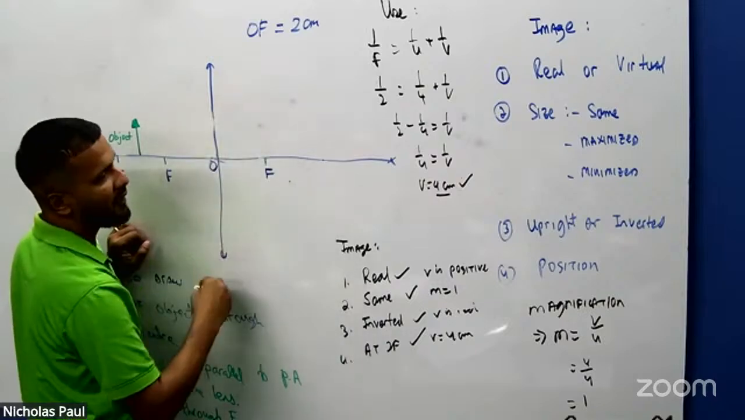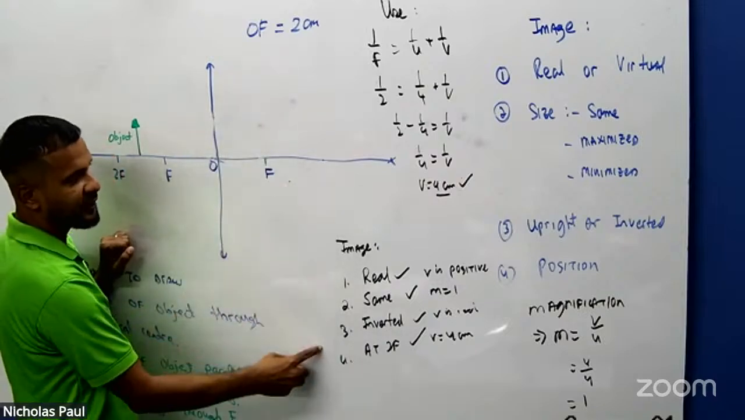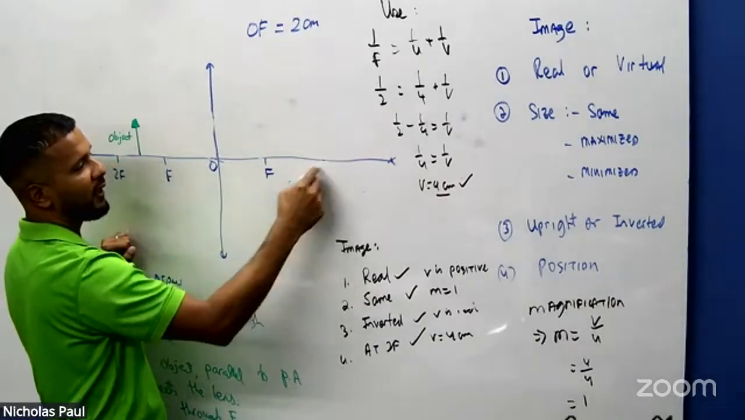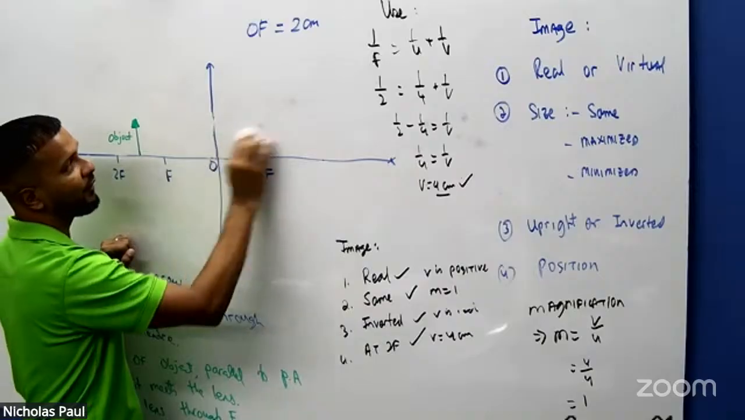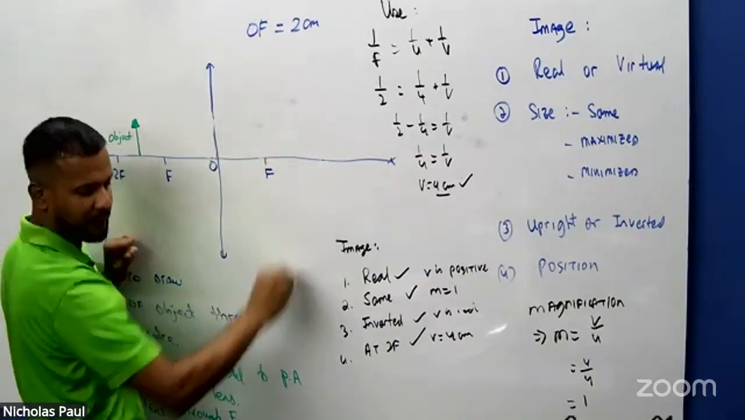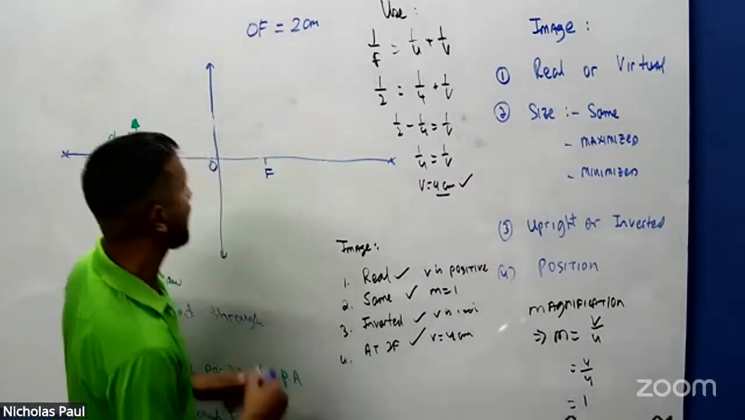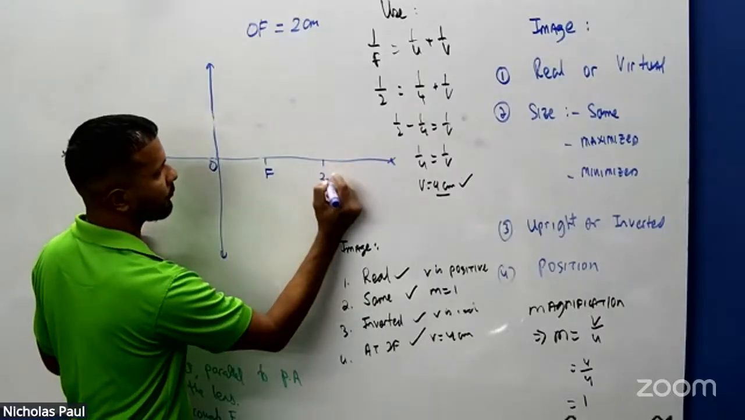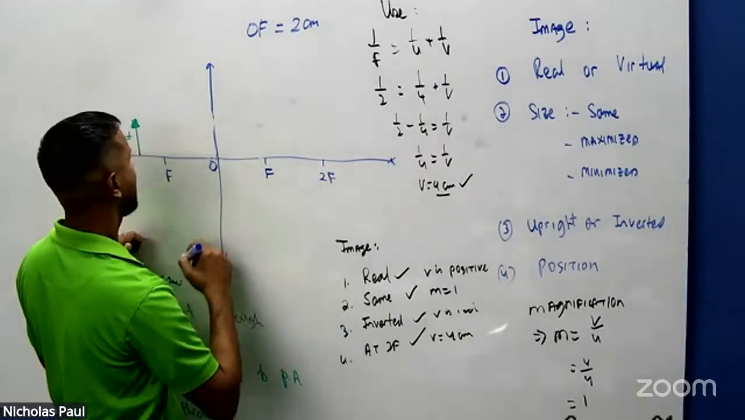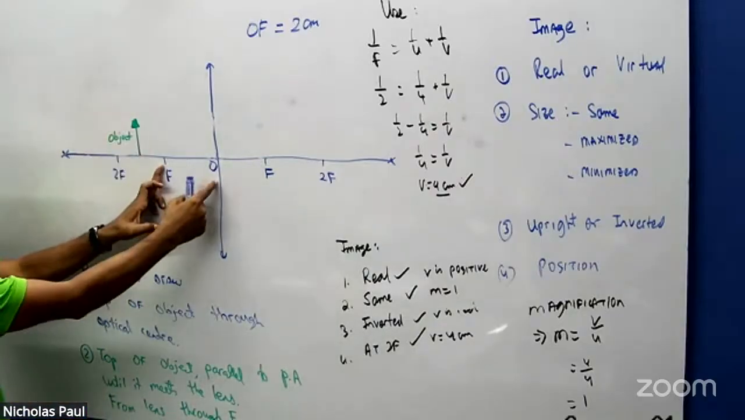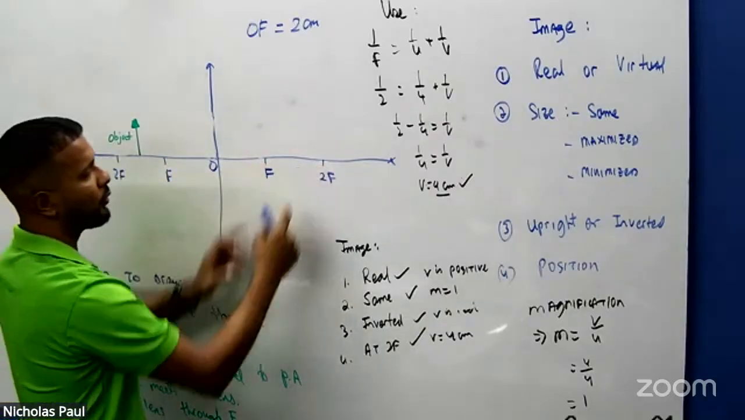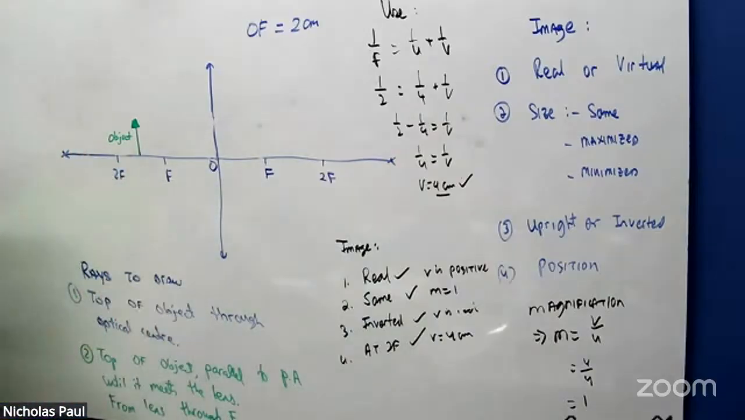Remember, the objective is not just to describe, but to also use the formula and make sure you get the same values. The formula will tell you if you got the value correct or not. Everything is the same: 2 centimeters, 2 centimeters, and you're drawing the same two rays.